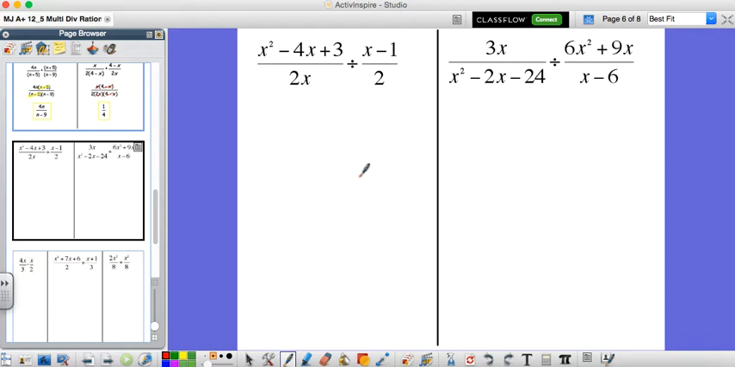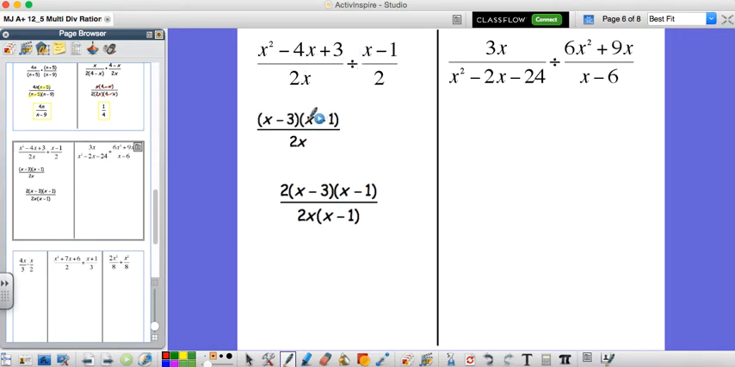Okay, just a couple more. We can go through these fairly quickly. X squared minus 4x plus 3 divided by 2x divided by x minus 1 over 2. Keep, change, flip.